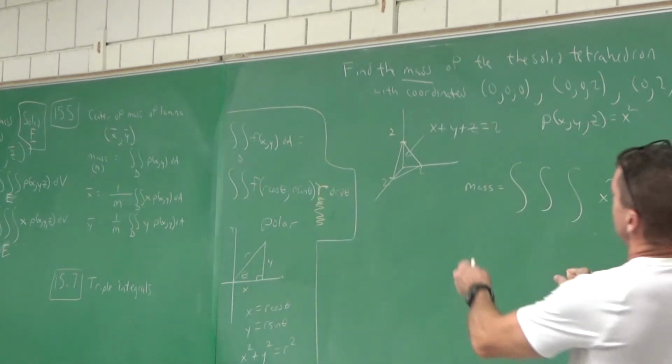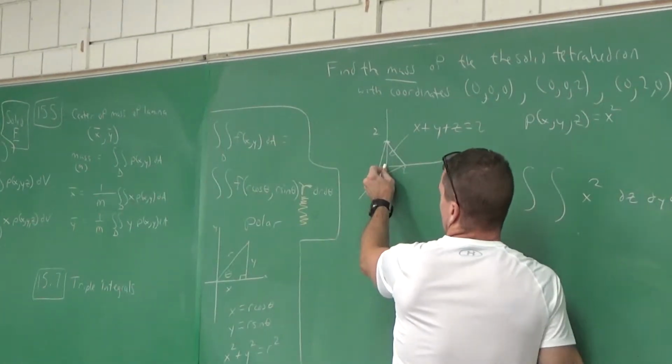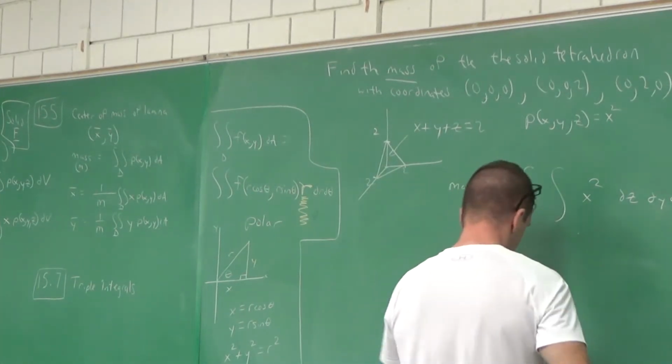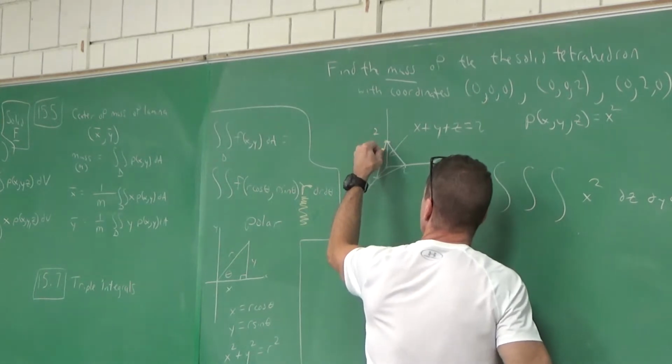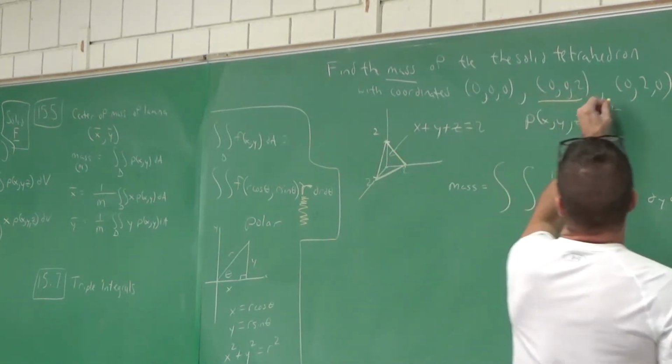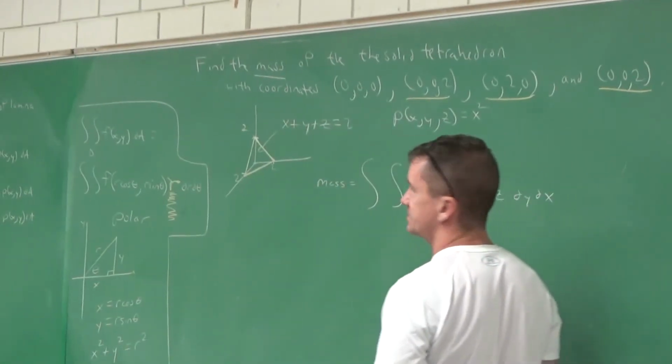This point isn't on that plane. The 0, 0, 0 is one of the vertices of the tetrahedron. I'm talking about the plane right here, this triangle, this face. But you'll notice this point and this point are all on that face.